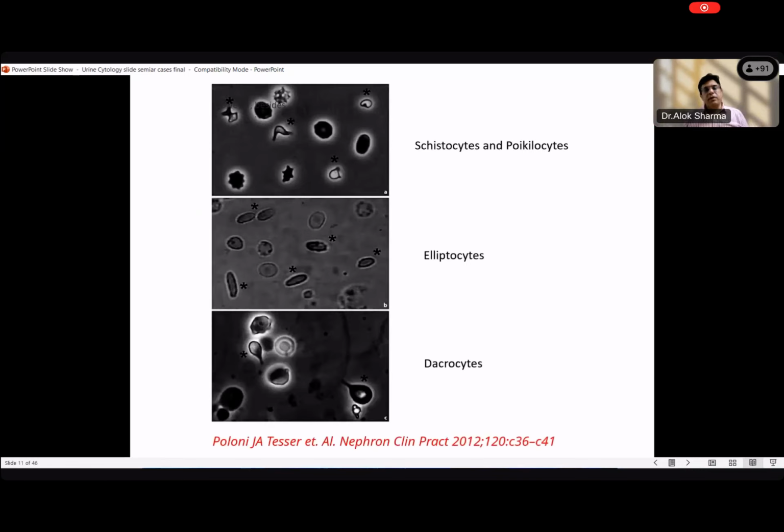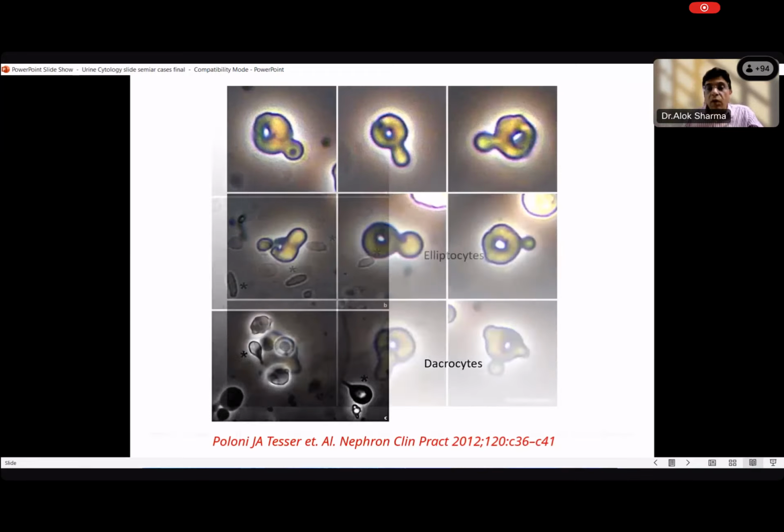Okay. Just to elaborate on this for your benefit and for the benefit of the audience and people who have joined in, you need to differentiate the various forms of dysmorphism. You can have schistocytes and poikilocytes, the elliptocytes, the macrocytes. These are different forms, but this is what you see in a glomerular hematuria.